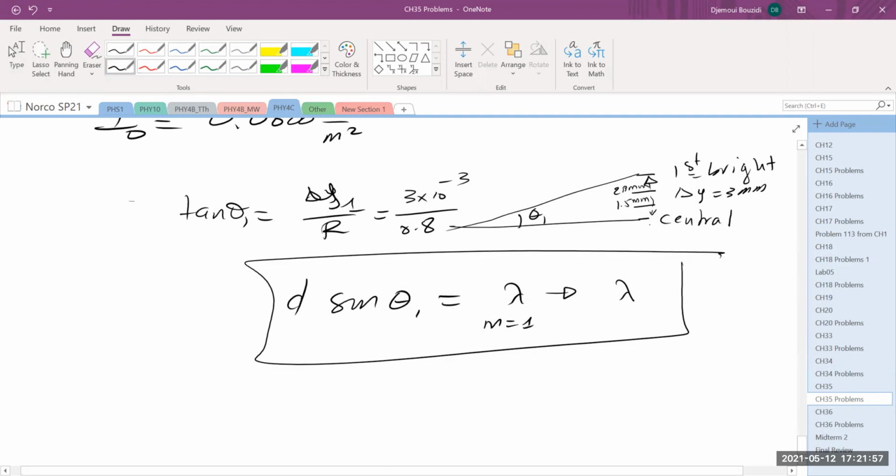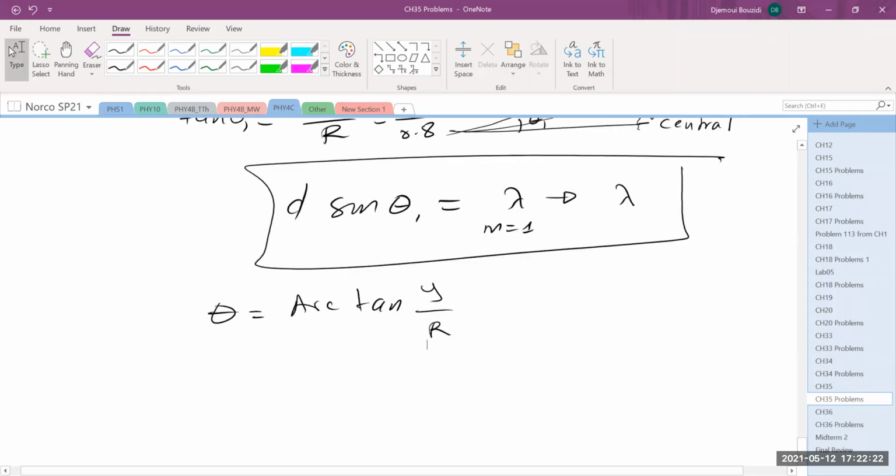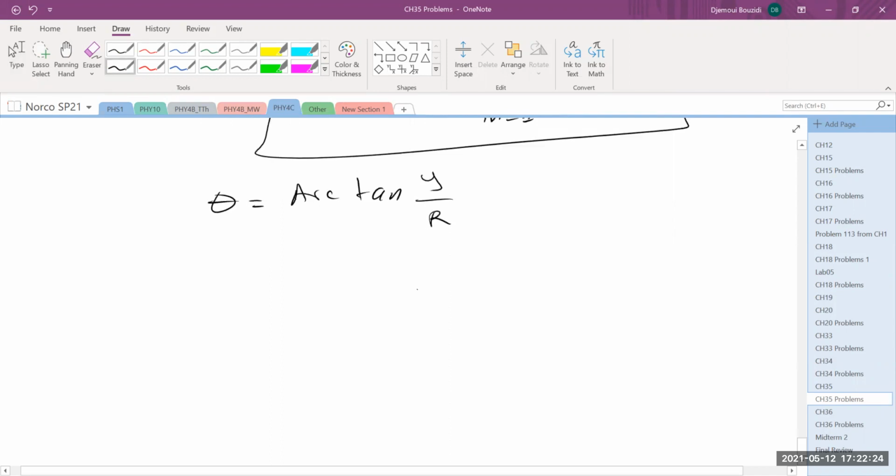Here is the deal. I want to find this angle theta in here, which is some angle for this distance. Well, this angle from here is given by arctangent of this distance, which is 2 millimeters. So I'm going to call it y in general, y divided by r. So we have the theta for that one. Since we have the theta for that one, I can find the path difference between the two waves.